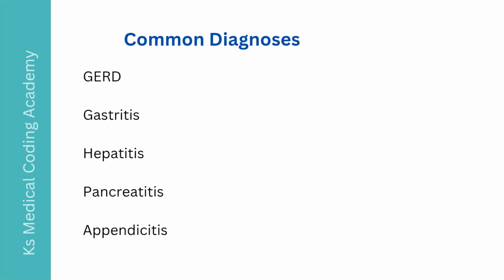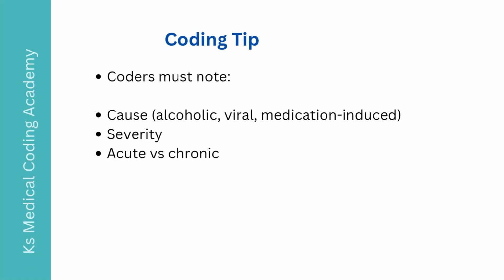Common diagnoses. Frequent diagnoses include gastritis, hepatitis, pancreatitis, GERD, and appendicitis. Coders must pay attention to whether the condition is acute, chronic, or specified by etiology. Coding tip. Liver and pancreas conditions often depend on the cause: viral, alcoholic, hereditary, or medication-induced. Always verify these details in documentation.